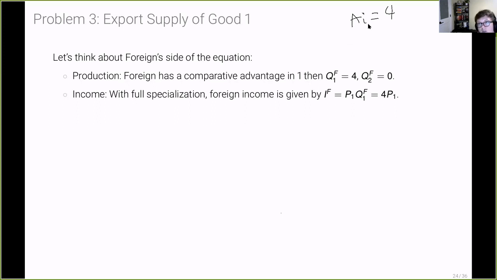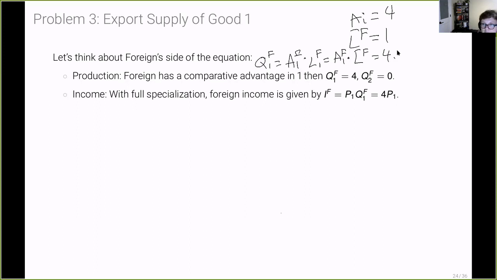Foreign's productivity in good 1 is 4, and recall that foreign is endowed with 1 unit of labor. So if foreign has a comparative advantage in good 1, it's going to fully specialize in the production of good 1. The quantity it produces of good 1 is the marginal productivity of labor of foreign in good 1 times the units of labor devoted to the production of good 1 in foreign. But of course, if we're fully specialized, then foreign is just going to use all of its labor force in the production of good 1.